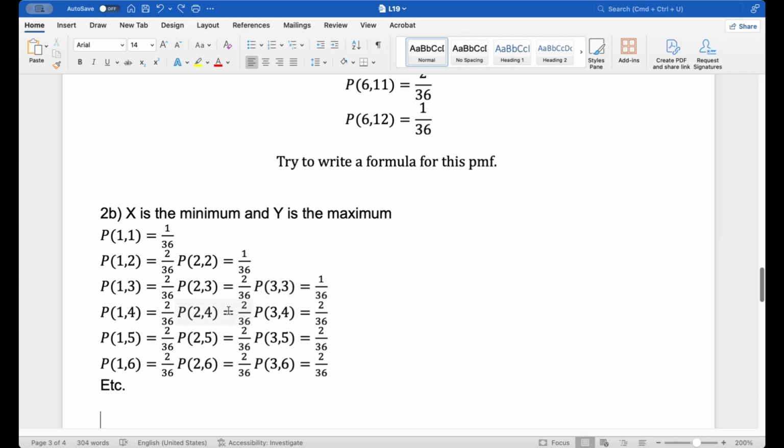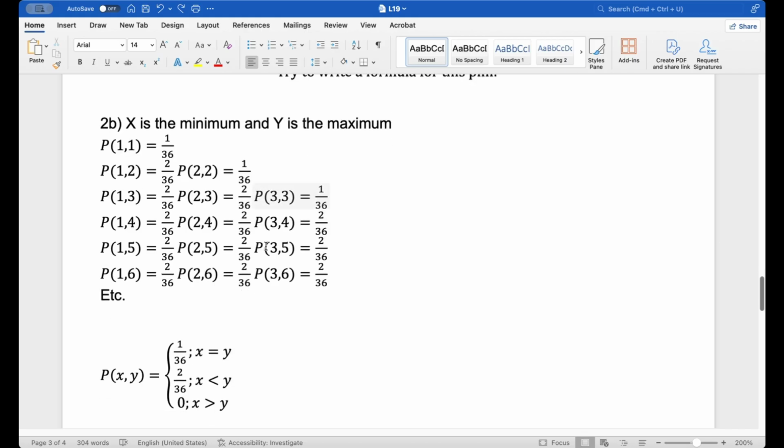We cannot have X larger than Y. X is the minimum, Y is the maximum. So we cannot have something like (2, 1) or (3, 1). So summarizing here, if the min and max are the same, we had to roll a double. There's only one way to do that, 1 out of 36. If the max is larger than the min, the values are different. You could reverse the order. There are 2 ways out of 36 for that. X cannot be greater than Y. That's impossible, probability 0. The minimum value cannot be larger than the maximum.